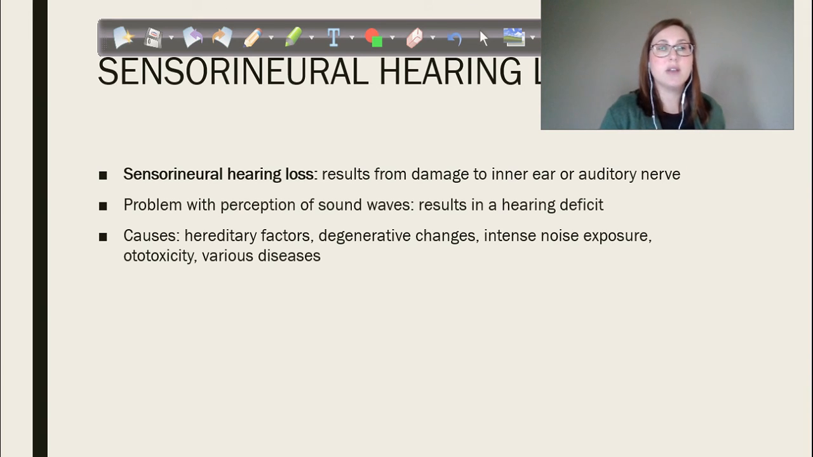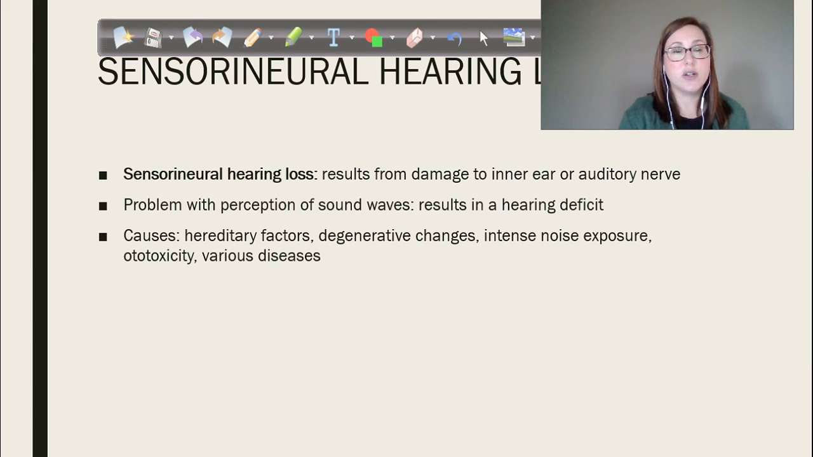Sensorineural hearing loss is damage to the inner ear or even the auditory nerve. So that results in a problem with the perception of sound waves. So sound is conducted normally through the outer and middle ear structures. And if there's a problem with the perception of sound waves, that's what results in the hearing deficit. So just another way to explain that.